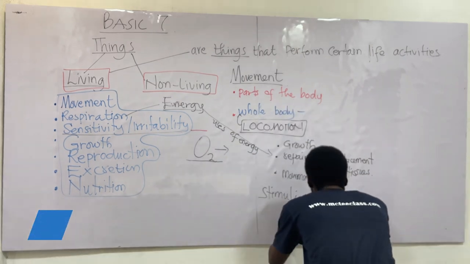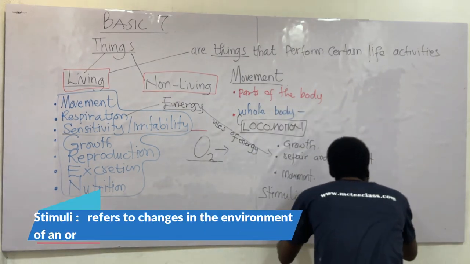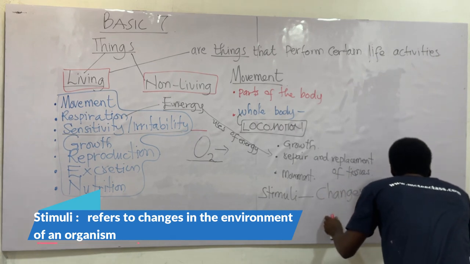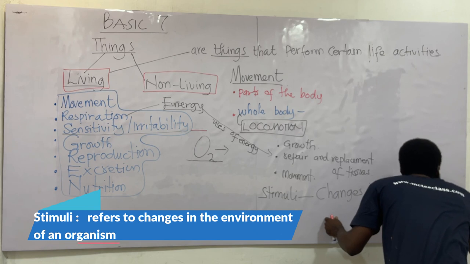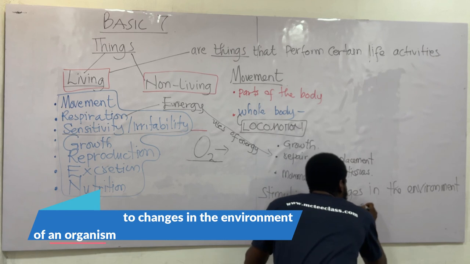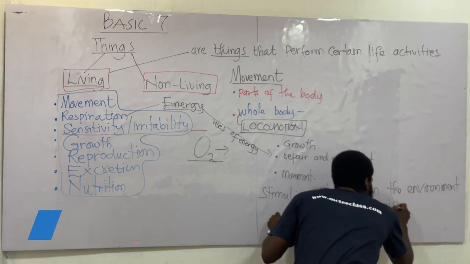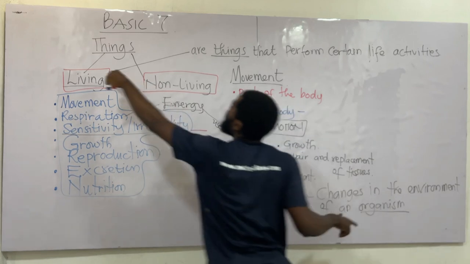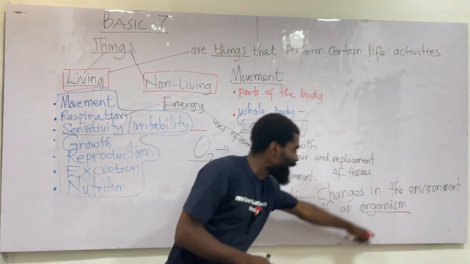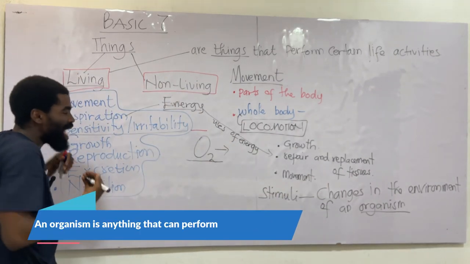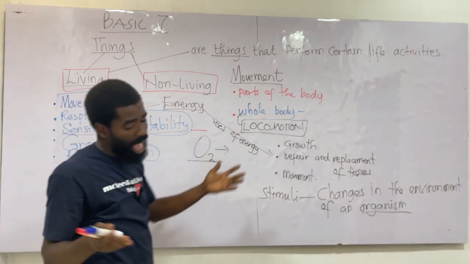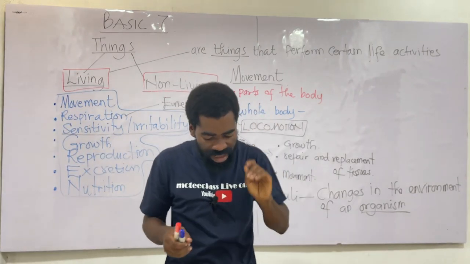Changes in the environment of an organism. In fact, an organism is anything, once again, that can carry out what? The life processes. An organism is anything that can carry out the life processes. So we are living organisms. We are things, but just that we can perform certain life activities. So that's sensitivity. That's sensitivity.